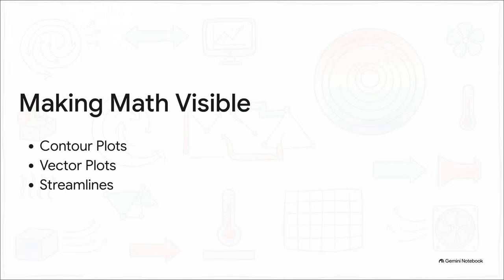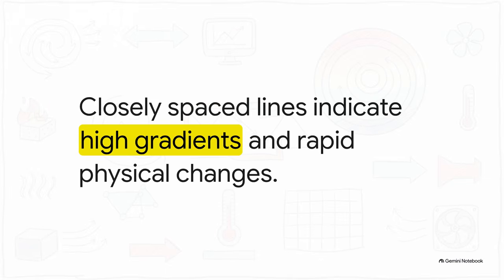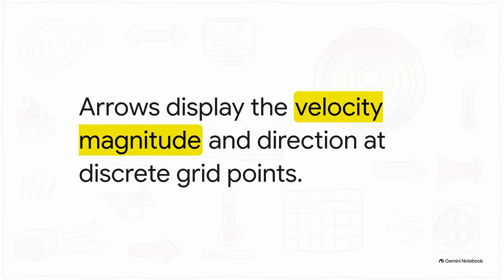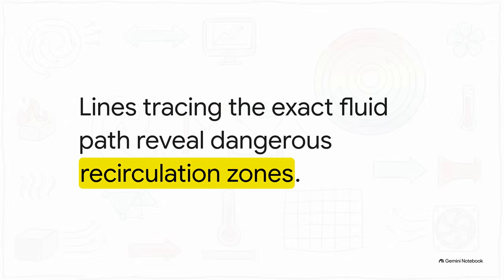We use tools like contour plots, vectors, and streamlines. Take contour plots. When you see closely spaced lines, that means rapid physical changes in extreme thermal gradients. Vector plots use tiny arrows at discrete grid points to show you exactly where the cooling air moves. Then we have streamlines. They trace the fluid's exact path, which is absolutely crucial for spotting dangerous recirculation zones.